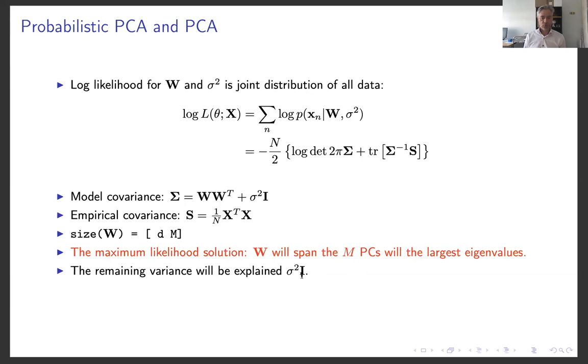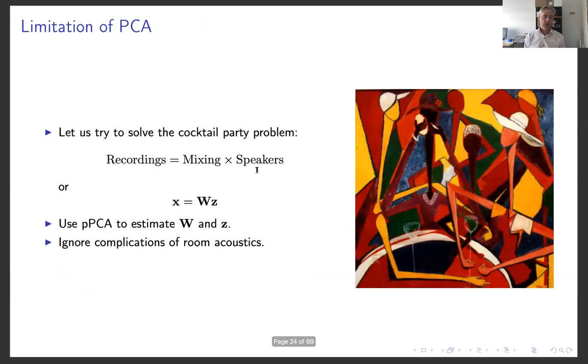Yes, so that shows that there's a deep connection between generative models and principal component analysis. And it's also a nice example of how we do modeling, right? We don't have a free covariance, but we actually have a structured model for the covariance. But there are some limitations of PCA.